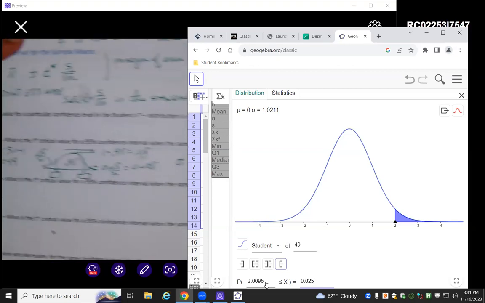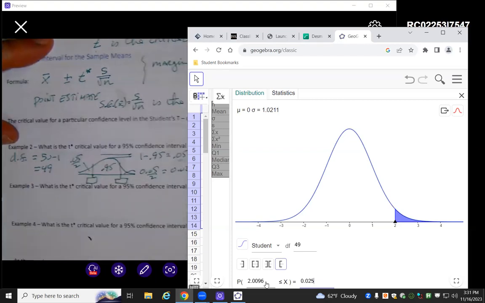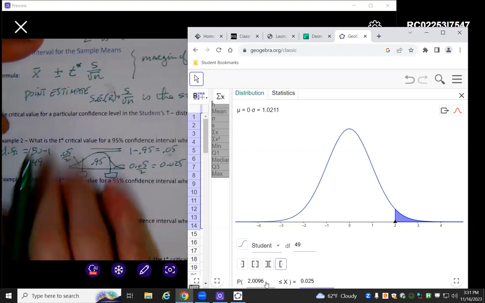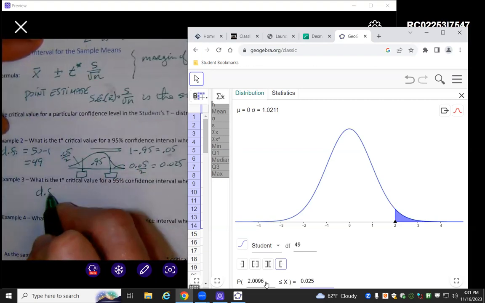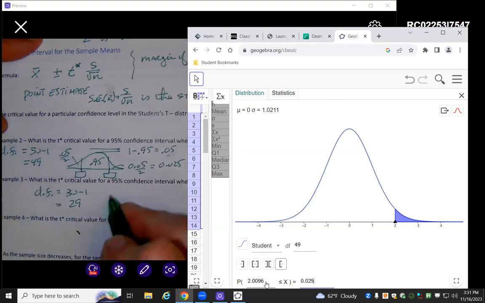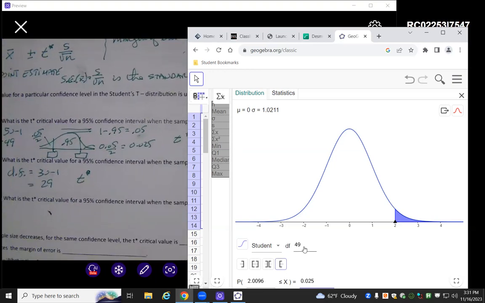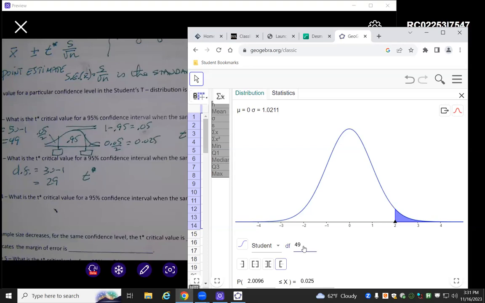What if I want to do, what is the critical value if I want to do a 95% confidence interval, but the sample size is 30? So, okay, notice it's the same setup, but now in this case, the degrees of freedom is going to be 30 minus 1, 29. So I got 29 degrees of freedom. Everything else above is still the same. I'm looking for 0.025 as the end. I just need to change the degrees of freedom to 29.